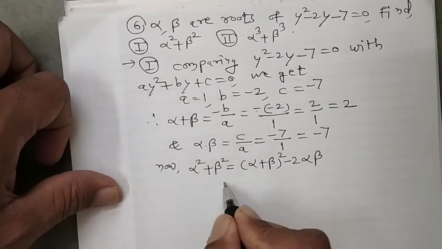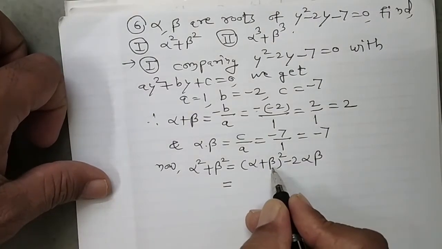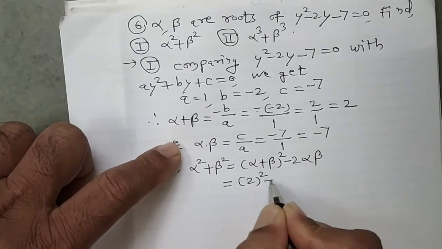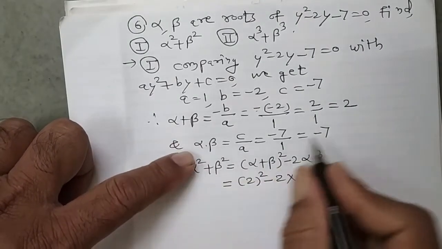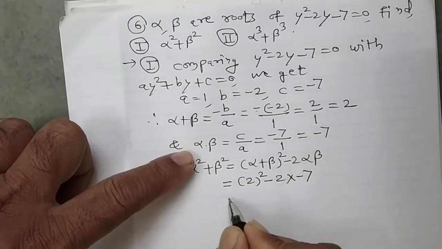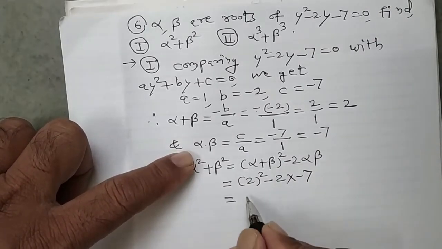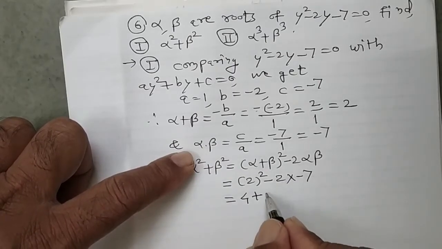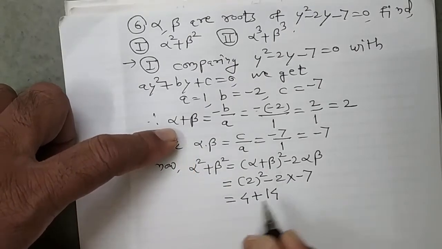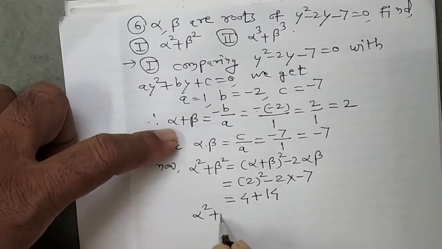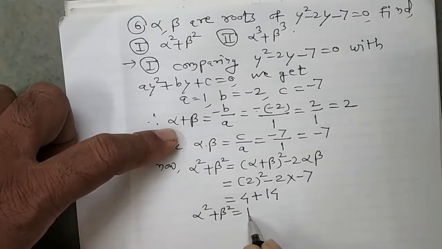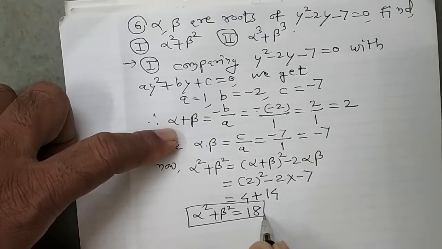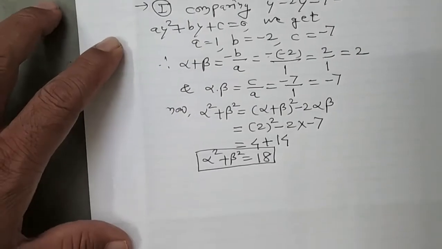Therefore it is equal to, now put the value of alpha plus beta. Alpha plus beta is 2 square minus 2 into alpha beta is minus 7, is equal to, 2 square is 4, minus into minus plus 2 into 7, 14. Therefore alpha square plus beta square is equal to 18. This is the answer of the first. Second, number 2.